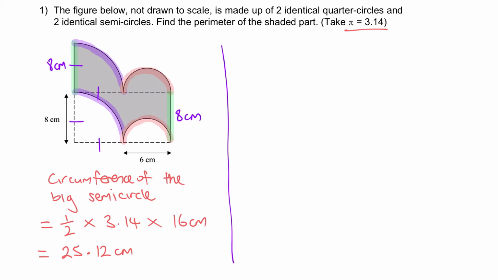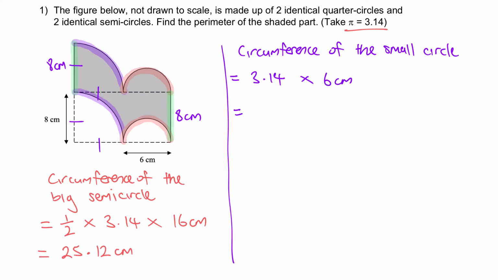Next, we are going to find the circumference of the small circle. This plus this will give you a full circle. Therefore, circumference of the small circle, which is pi times the diameter. In this case, 6 cm. That will be 18.84 cm.